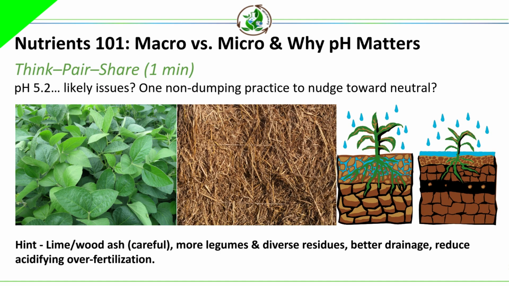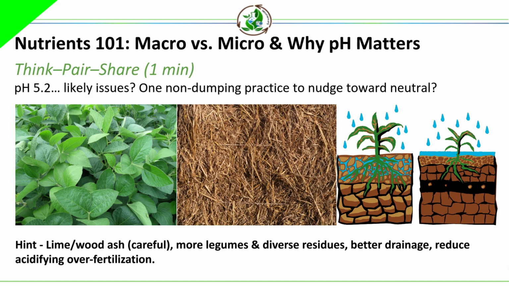Imagine a real scenario. A field's soil pH is 5.2, that is, pretty acidic. What problems might plants face? Let's pause here so you can reflect and discuss. Yes, at pH 5.2, phosphorus may be hard to get, and elements like aluminum or manganese might harm plants.